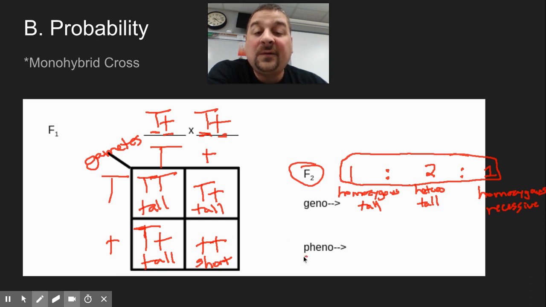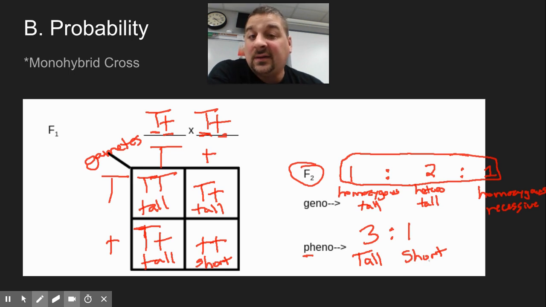Now, how do they look? Physical appearance. How many tall are you going to have? 3 to 1 short. And we've seen this ratio before, right? 3 tall to 1 short, and that's our 3 to 1 ratio. That's actually a phenotypic ratio.